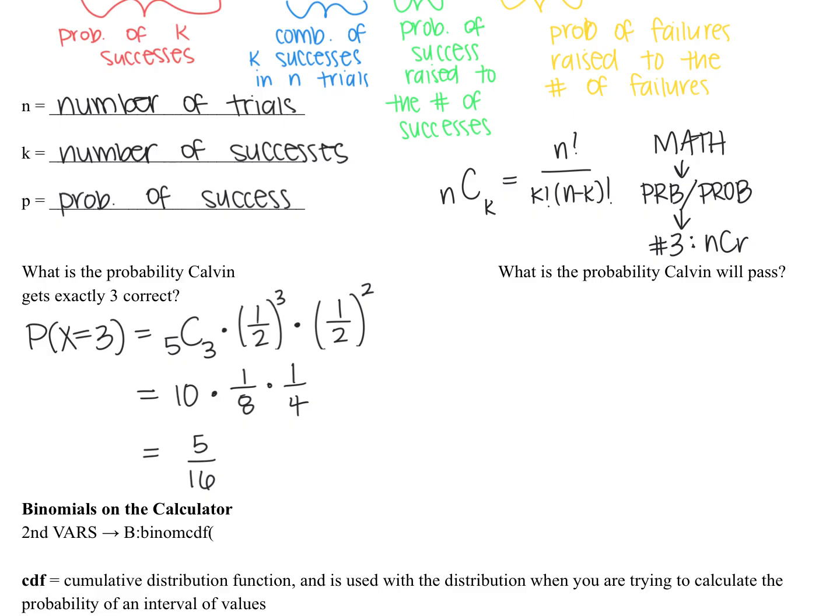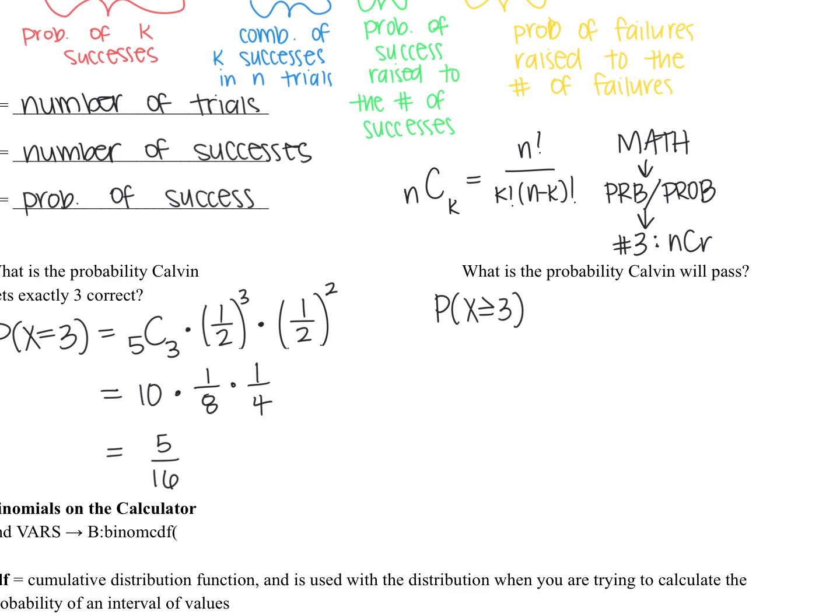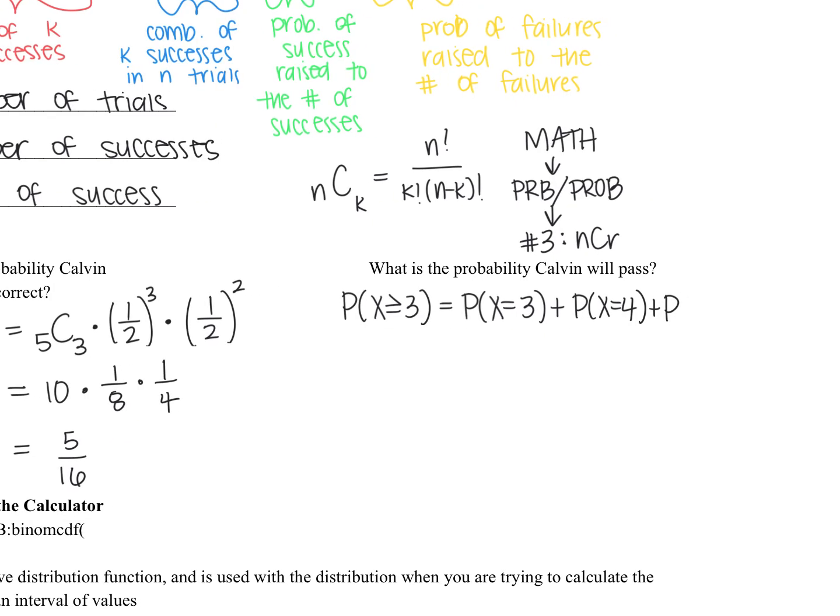If we do similarly, what's the probability that Calvin will pass? So the probability that x is greater than or equal to 3. Now you would have to do this as multiple steps, because I have to do the probability that x is 3 plus the probability that x is 4 plus the probability that x is 5. So it means doing the formula 3 times. We already know the probability that x is 3. That's the 5/16.